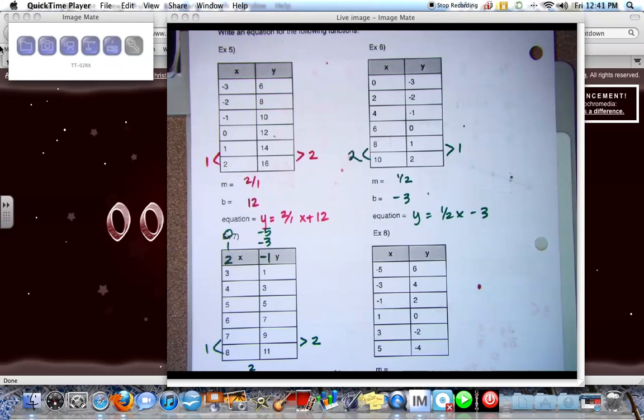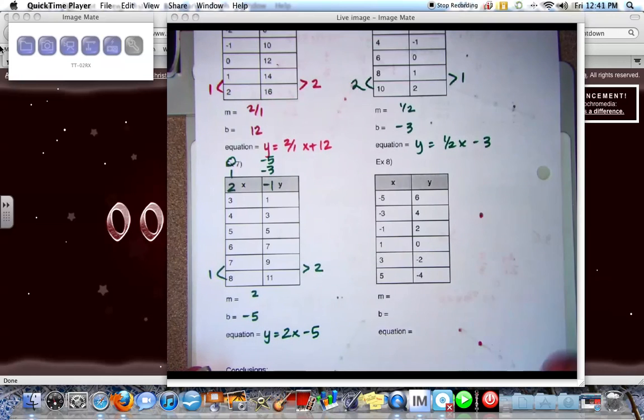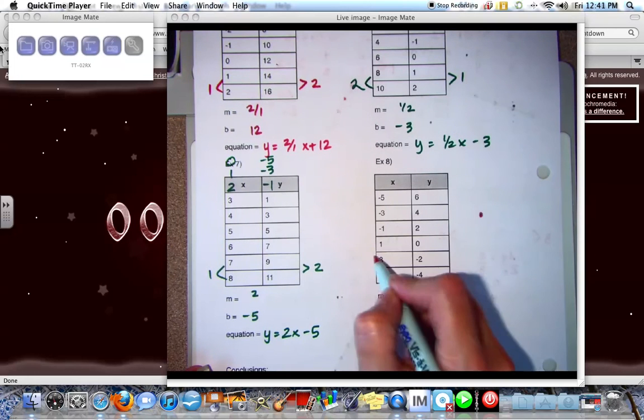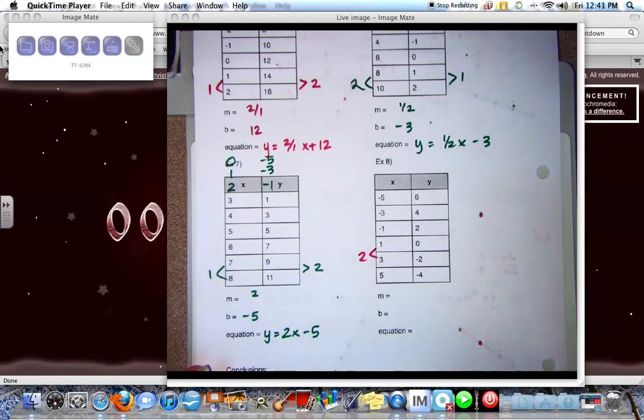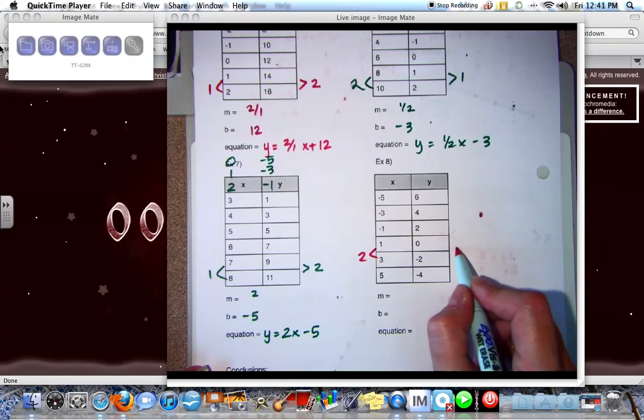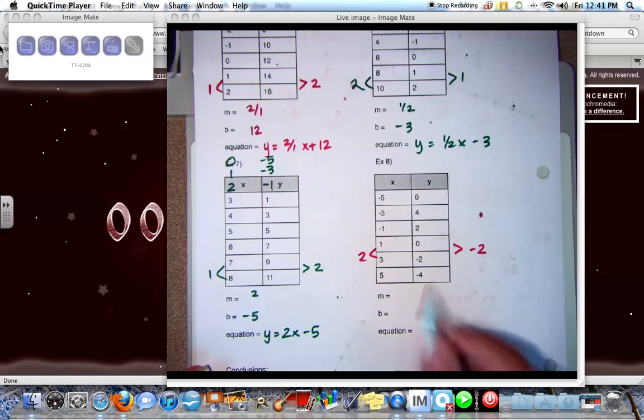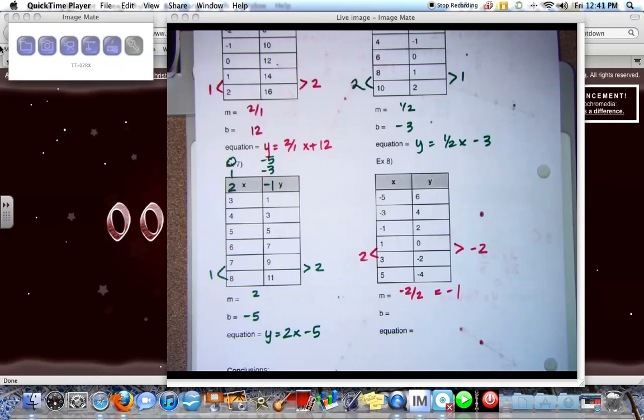All right, example 8. What do you notice about the x's? Increasing by 2. Okay, and the y's? Decreasing. Okay, so that means my slope is negative 2 over 2. Can I simplify that? Yeah, negative 1 over 1. You could do negative 1 over 1, that's fine.